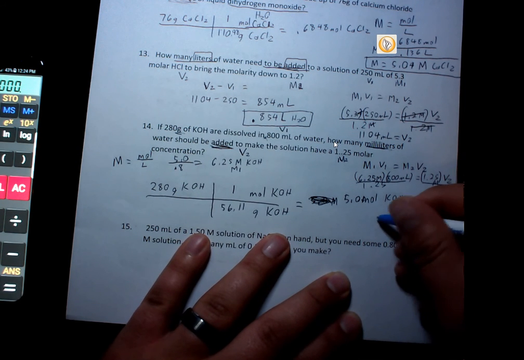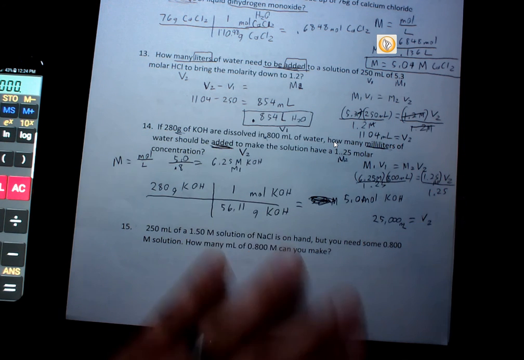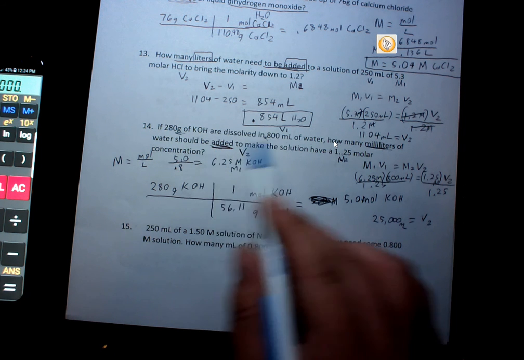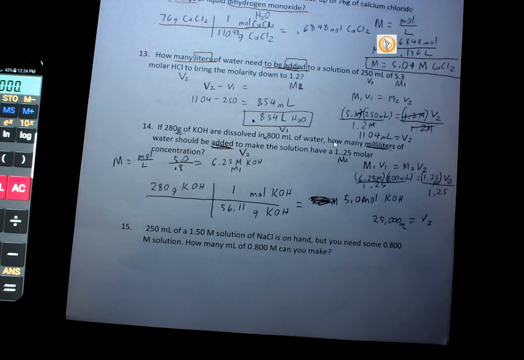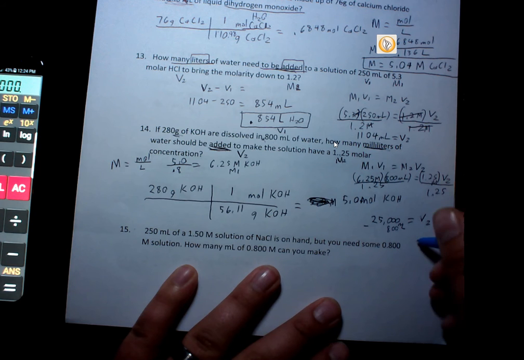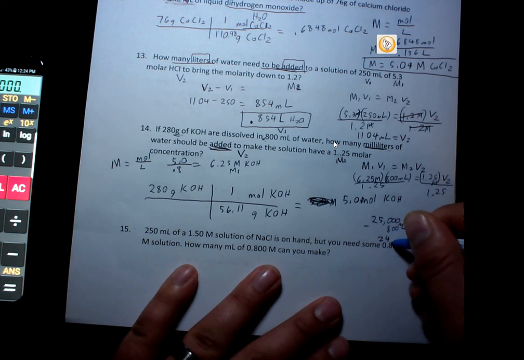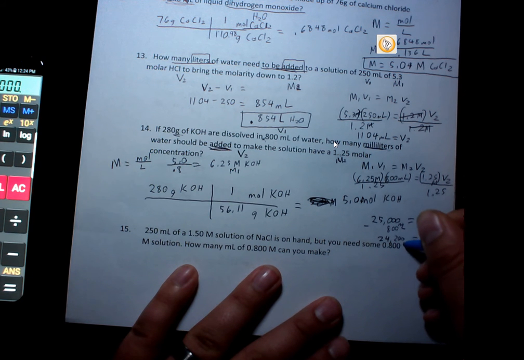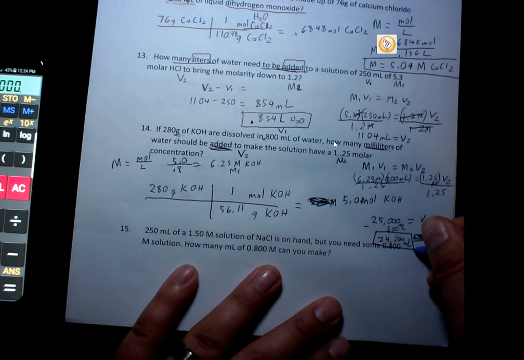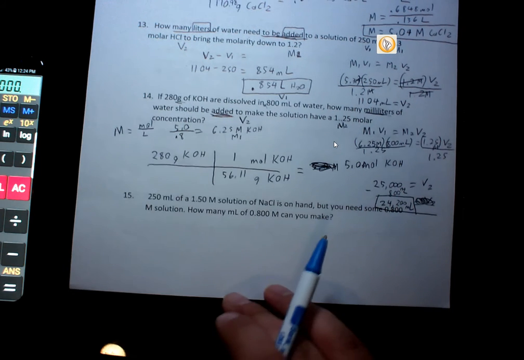V2 is going to be about 25,000 milliliters. Now, again, it's not asking for V2. It's asking how much did we have to add. So we're going to subtract V1 from it. And that is going to equal 24,200 milliliters. That's not V2. That's just how much was added. 24,200 milliliters.